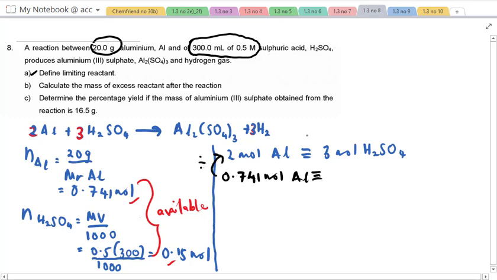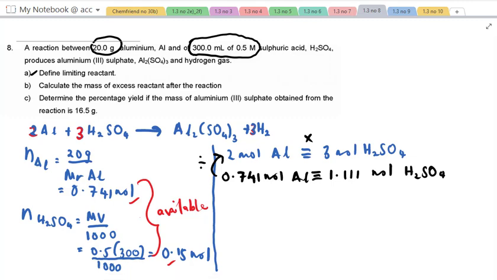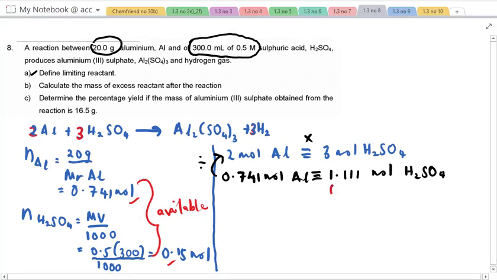Divide by 3. Okay, then you have the mole of sulfuric acid is 1.111 mole of sulfuric acid. So what is this mole of sulfuric acid? Is the mole needed, kan? So if we have 0.741 mole of Al, 0.741 mole of Al will need 1.111 mole. What is available just now is 0.15. In the pocket there is 15 sen. Need RM1 11 sen. Right, cukup tak?